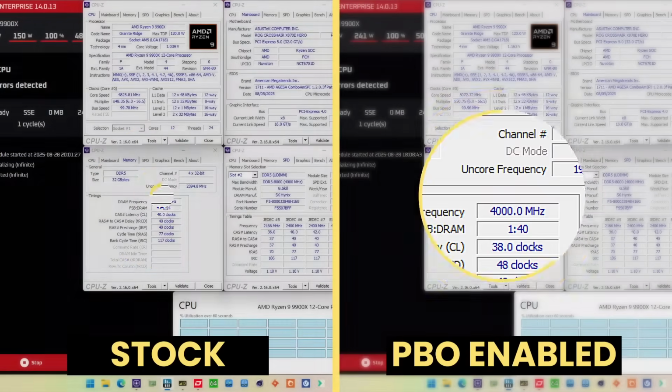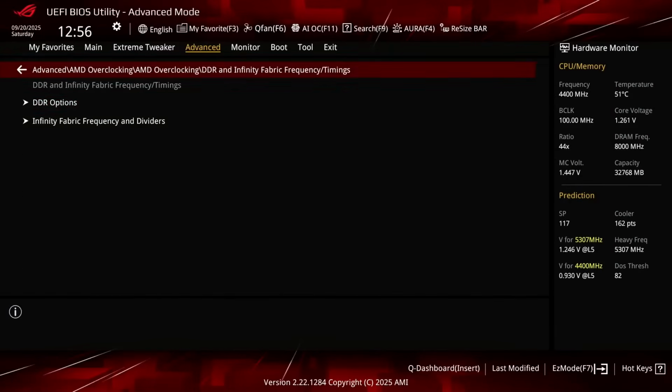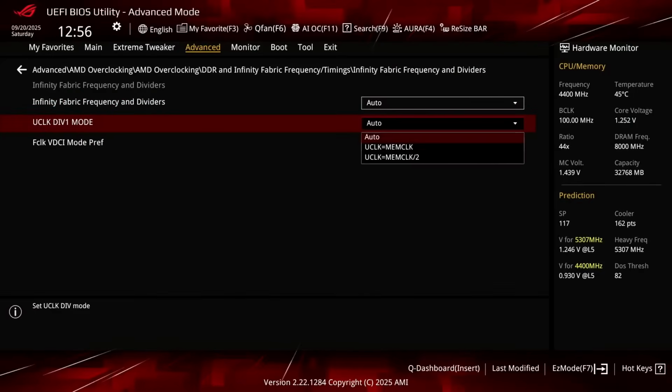memory frequency. We could easily force the memory controller to run at the same frequency as the system memory by setting uclock div1 mode to uclock equals memclock. However, that's only possible if we run the memory at around DDR5 6000.